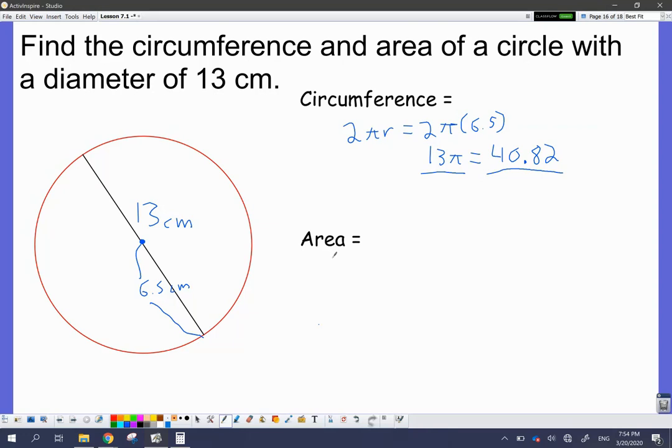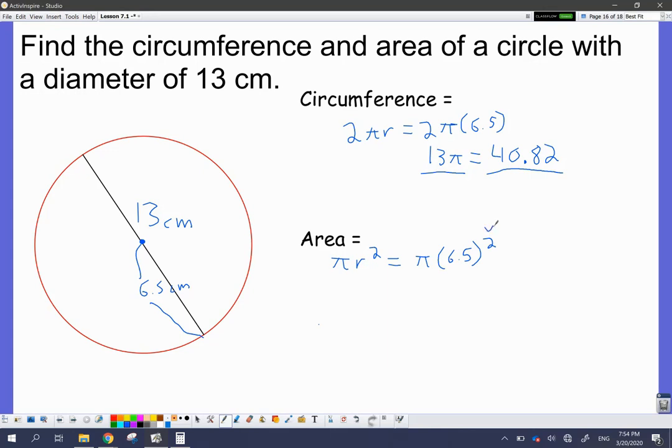Now let's find the area. Now remember that the area is pi r squared. So I'm going to take my radius again, and I have pi times 6.5 squared. Now, when we're using this formula, we want to be very, very careful here.